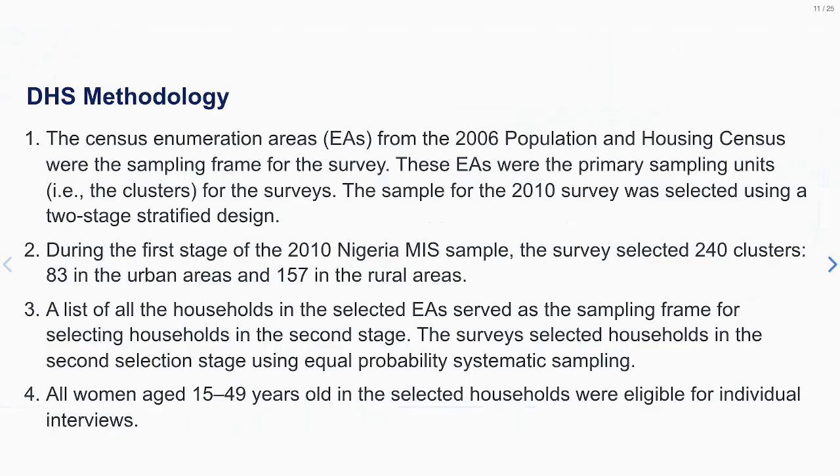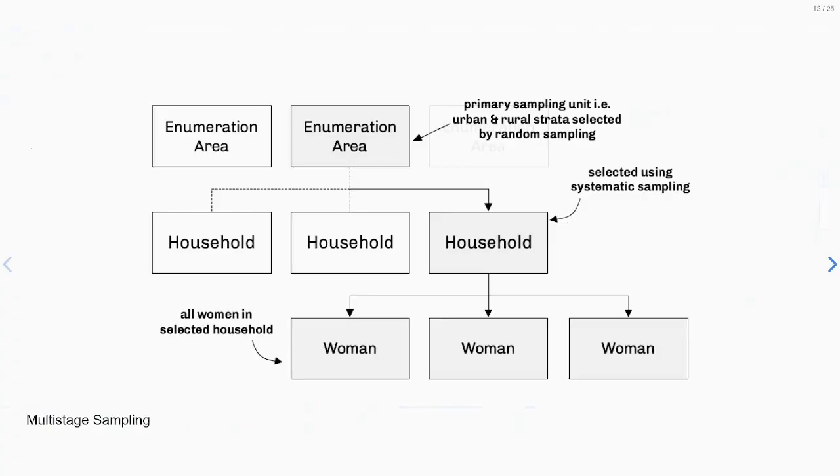A list of all the households in the selected enumeration areas constituted the sampling frame for selecting households in the second stage. So, in the second stage, households were selected using equal probability systematic sampling. And finally, all women aged 15 to 49 years of age in the selected households were eligible for individual interviews. And here's a graphic illustration of all that we just described.